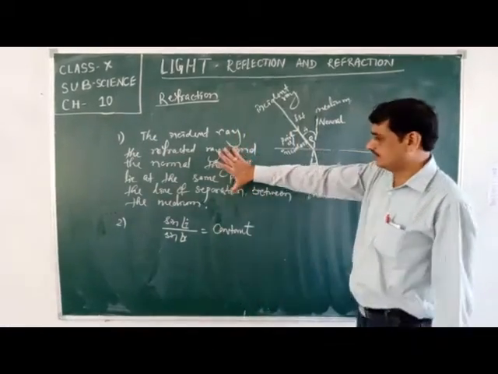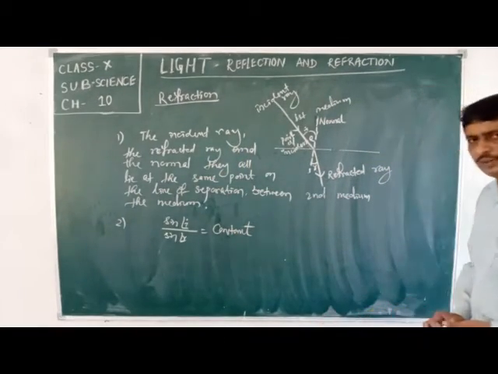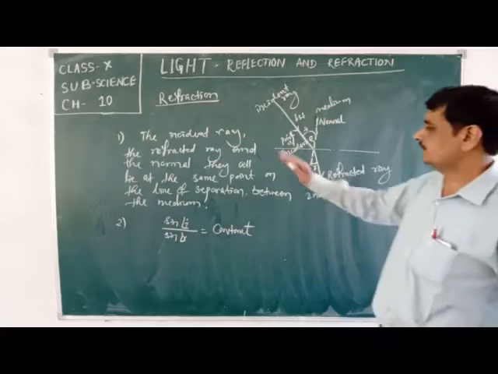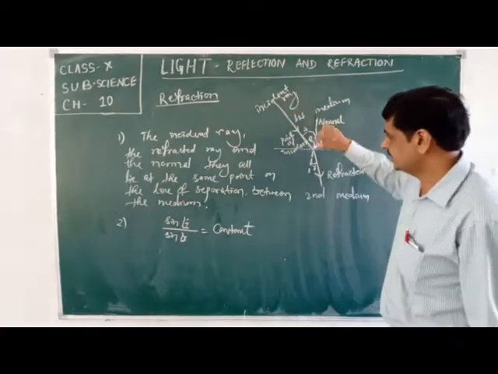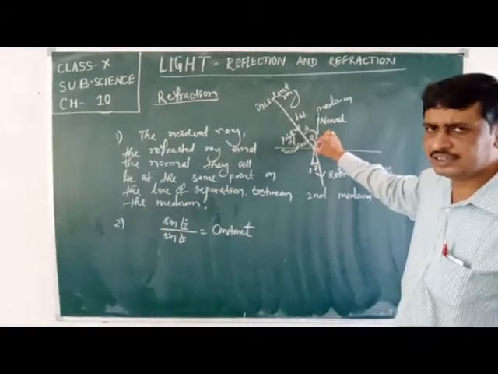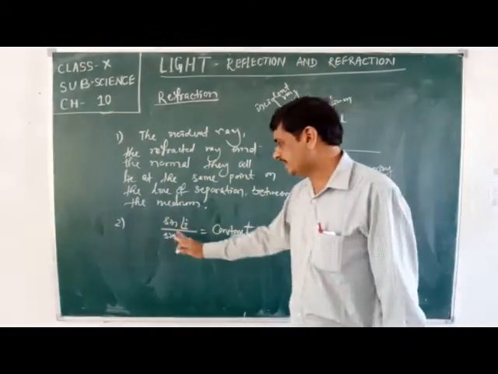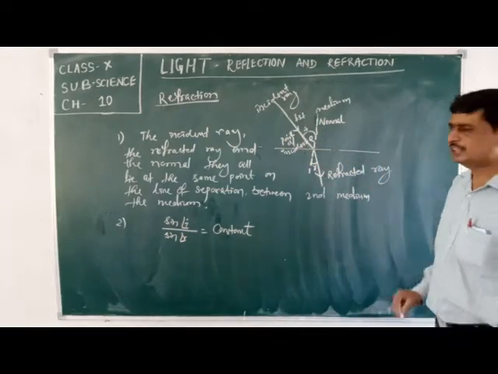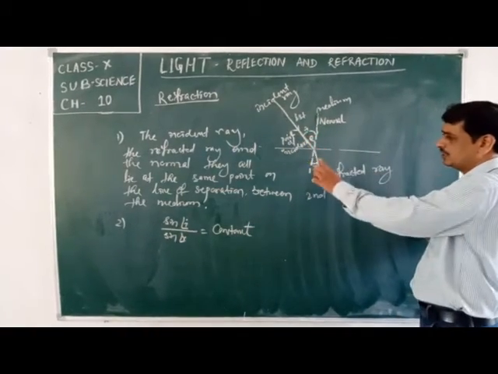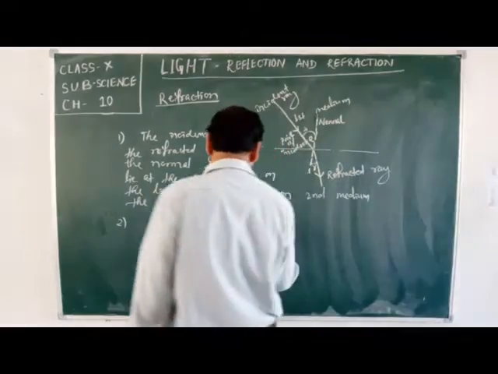These are the first and second laws of refraction. We always observe in the first law that the incident ray, refracted ray and normal all lie at the same point on the line of separation between the media. And in the second law, the ratio between the sine of the angle of incidence and the sine of the angle of refraction is always constant. This one is also called Snell's law.